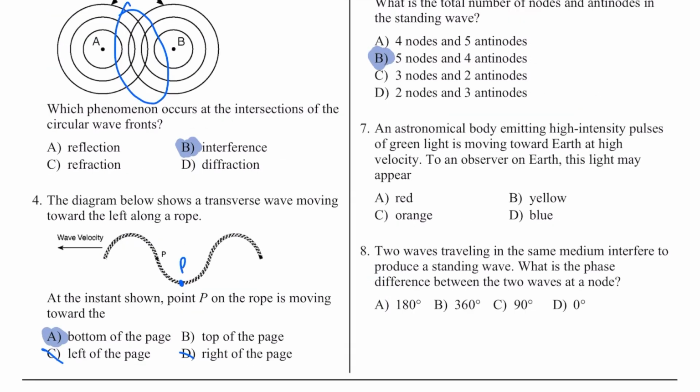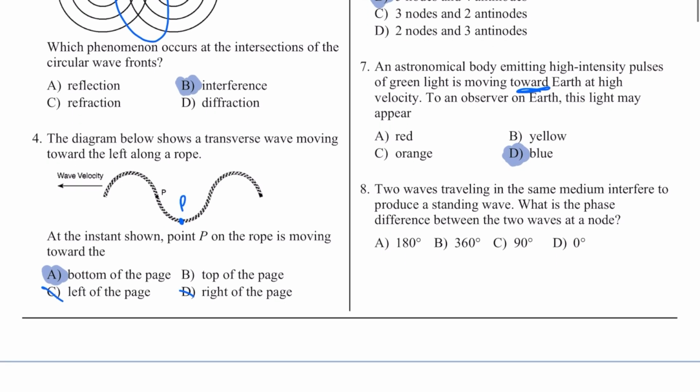Number 7, an astronomical body emitting high-intensity pulses of green light is moving towards Earth at high velocity. To an observer on Earth, this light may appear what? So it's saying that it's going to move towards Earth. So remember, since something is moving towards Earth, this will be blue shift. So this will appear as blue light.